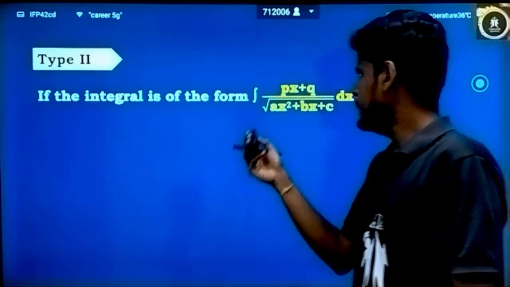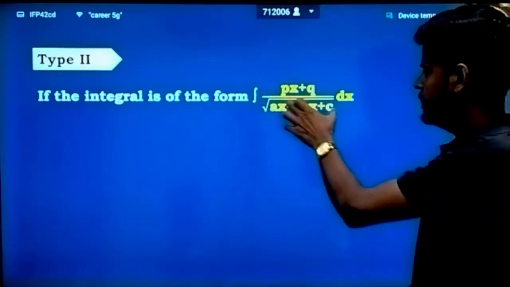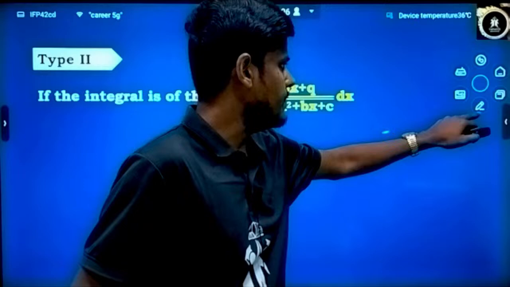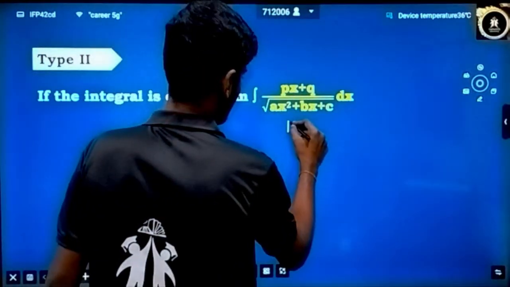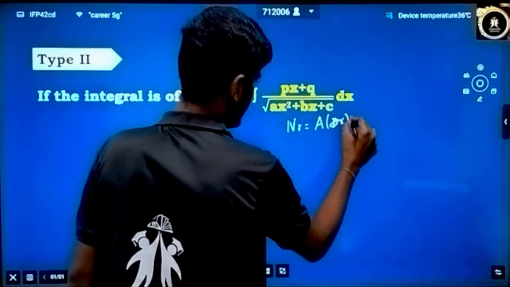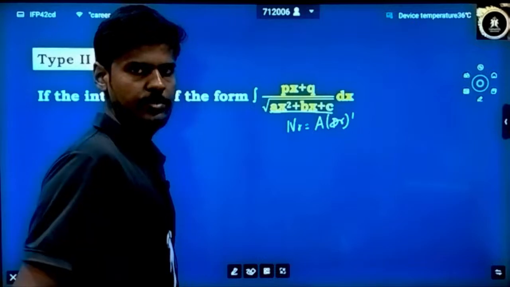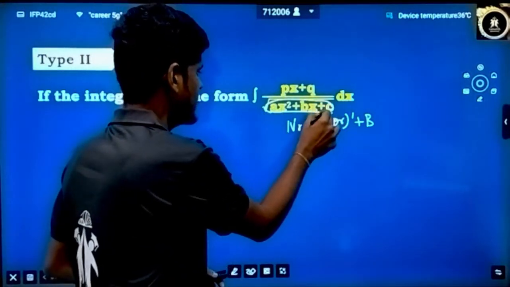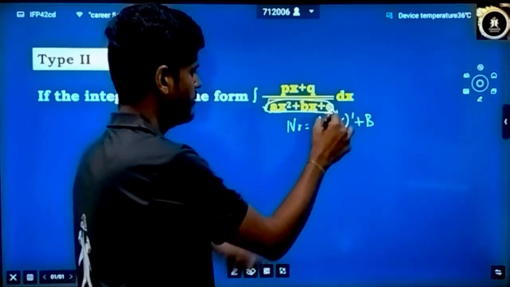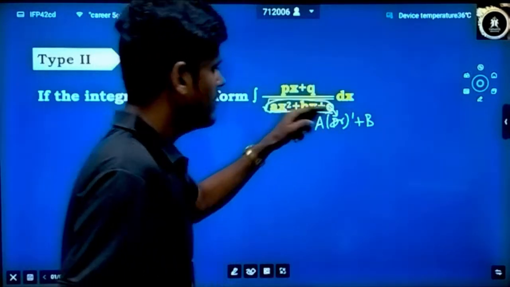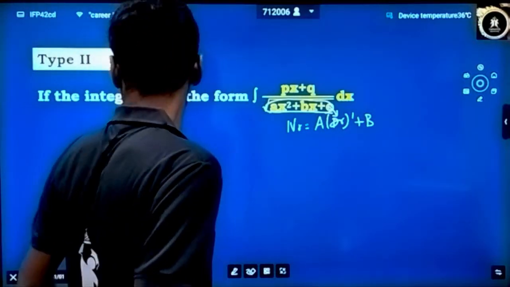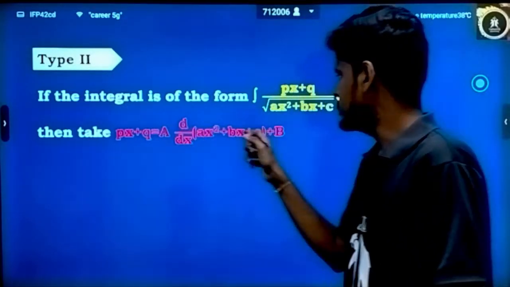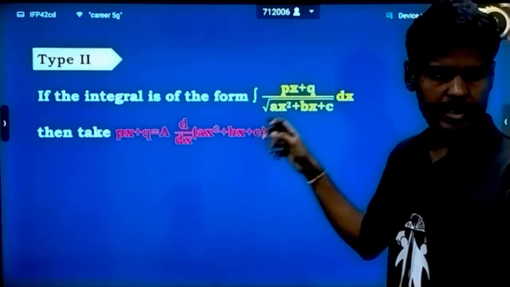Next, the second type is again an integral of the form where the numerator is a linear term and the denominator is the square root of a quadratic term. Again for this type we will make the same manipulation. First we will write the numerator as some constant into the differentiation of the denominator, plus b. We will only consider the value inside the square root, not the entire denominator. So the differentiation of the quadratic term inside the denominator will come in the numerator. This is how we will make the substitution.